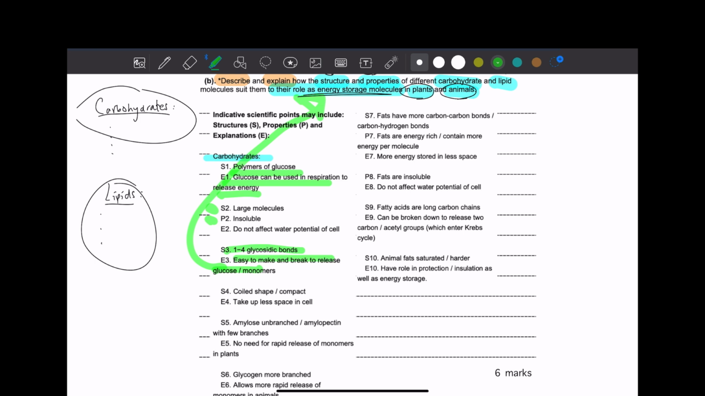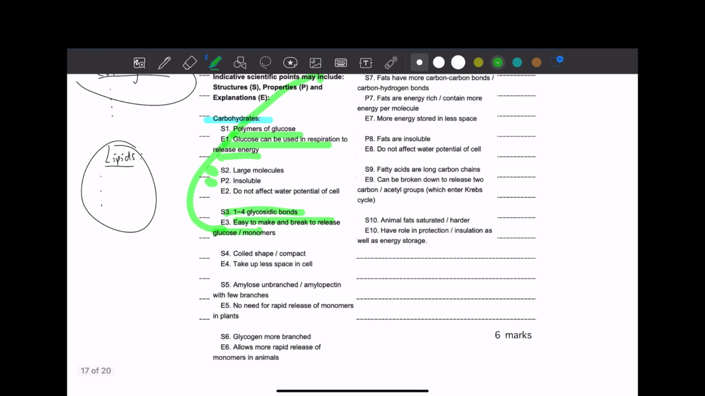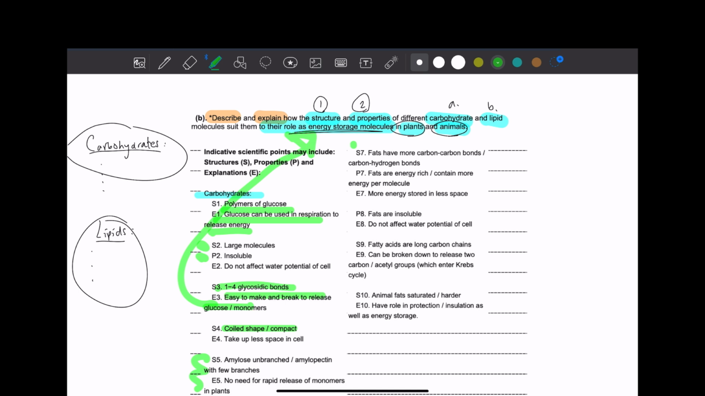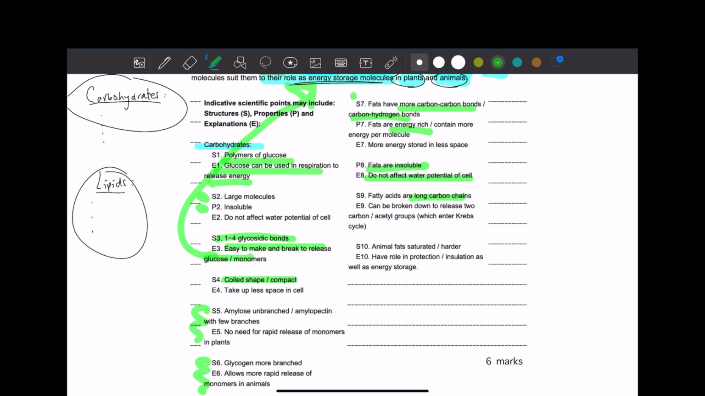Next thing, coiled shape. It's just talking about amylose, glycogen, all of that sort of thing. So it's just about amylose, glycogen, and then we have lipids over here. It's saying that they have more carbon-to-carbon bonds, kind of like a description. They are energy rich, which they are. They're insoluble, again, doesn't affect the water potential at all. They have long carbon chains, can be broken down to release carbon. This point is kind of linked to A2 content in terms of respiration, but you can still get away with the first part. And then animal fats are saturated, have a role in protection and insulation.